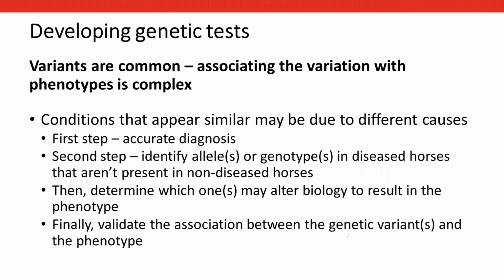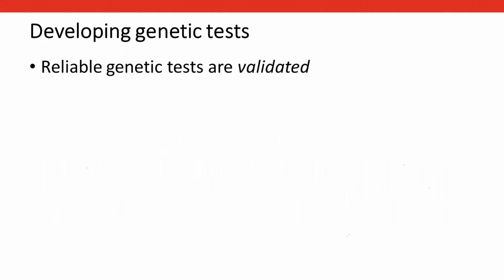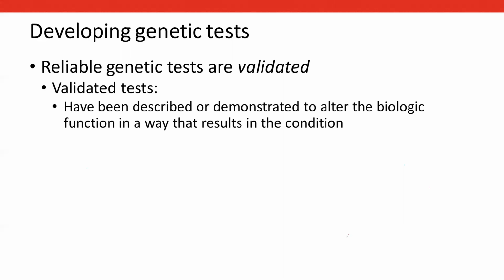And finally, we need to validate the association between the variants and the phenotype. So what do I mean by that? Reliable genetic tests are tests that are validated. Those tests have been described or demonstrated to alter the biologic function in a way that causes the condition that you're studying. This can be through other functional assays. This can be through in silico predictions, but you need to describe how these variants might alter the biology of the horse.